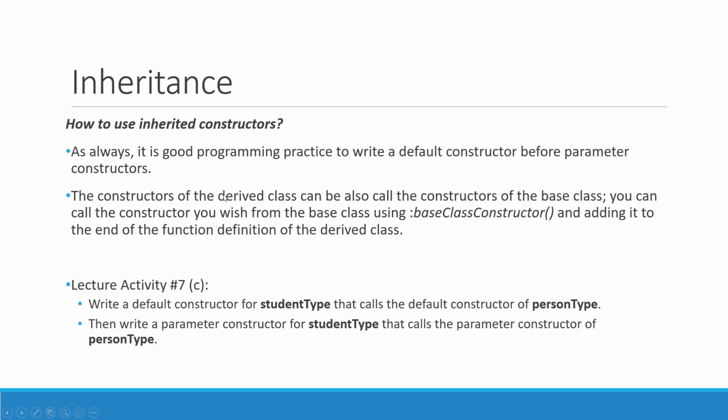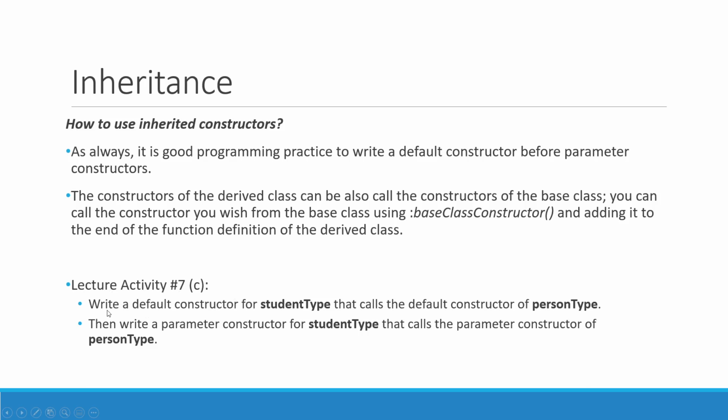The constructors of the derived class can also call the constructors of the base class. You can call the constructor you wish from the base class using colon and then base class constructor and then parentheses. You could have it be empty or you could have it contain parameters. And then you add this to the end of the function definition of the derived class. This will make more sense when we do it in the lecture activity.